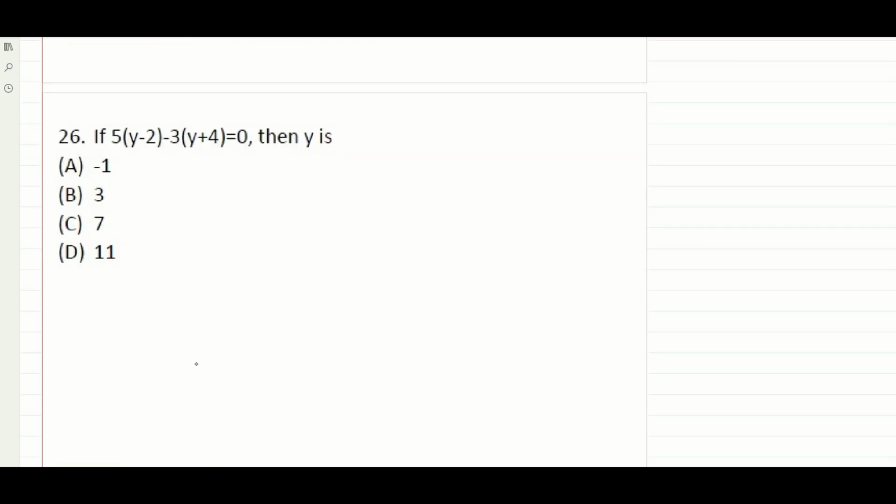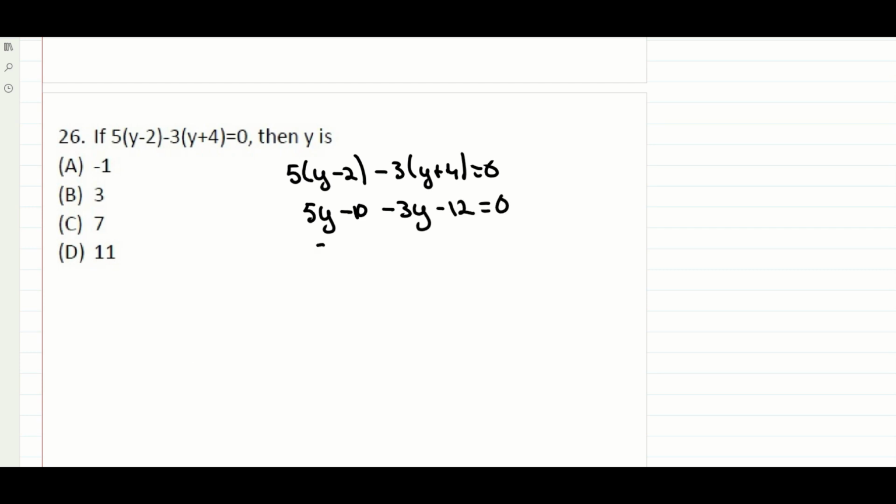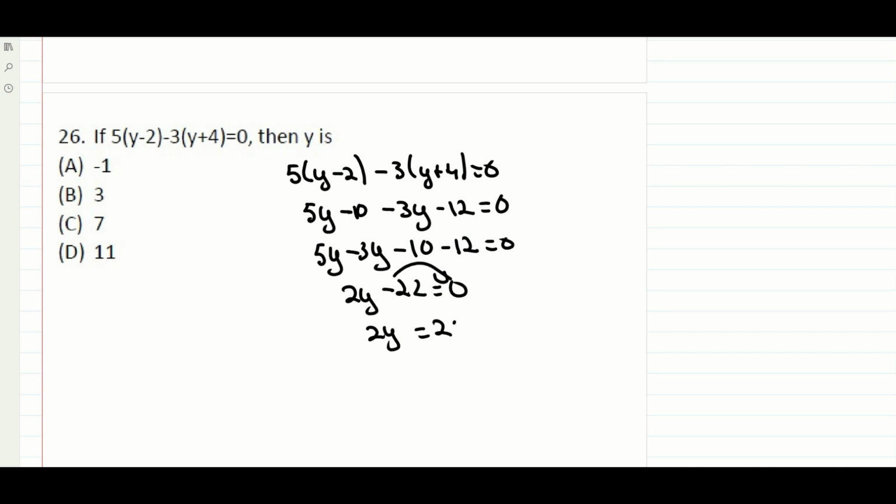This is the next question we did, but let's just do it over. 5 by y minus 2 minus 3 by y plus 4 is equal to 0. That's 5y minus 10 minus 3y minus 12 is equal to 0. So this is 5y minus 3y minus 10 minus 12 is equal to 0. So this is 2y minus 22 is equal to 0. So 2y, carry across, is equal to 22. So y would be 22 divided by 2. So y is equal to 11. So the answer here is D.